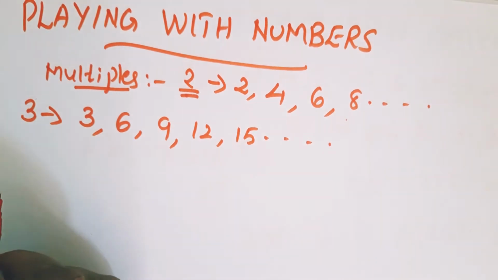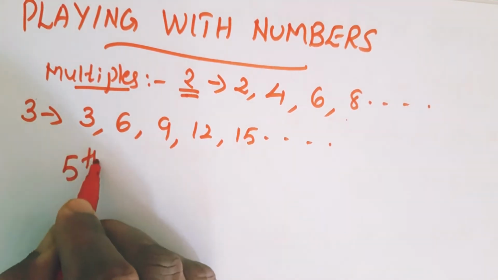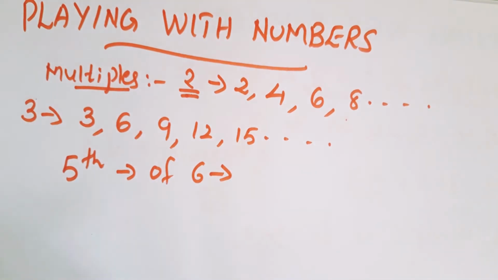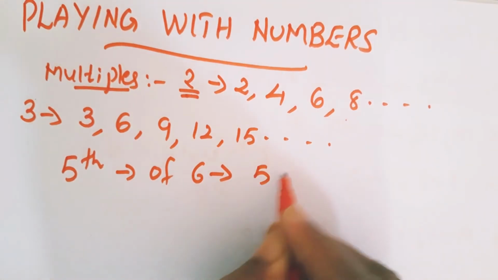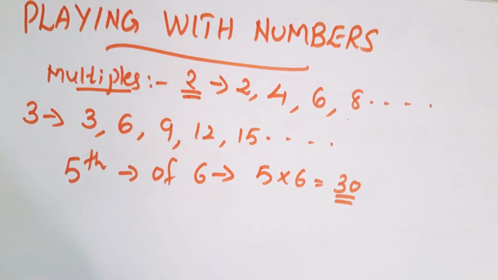And if you get a question where a particular multiple has to be found, for example, the fifth multiple of 6, that means you have to remember the 6 table. In the 6 table, the fifth multiple of 6 means 5 into 6, which is 30. The answer is 30. The fifth multiple of 6 means multiply both: 5 times 6 is equal to 30.